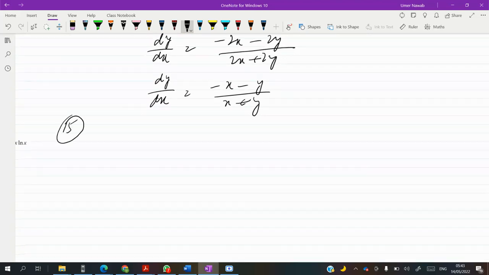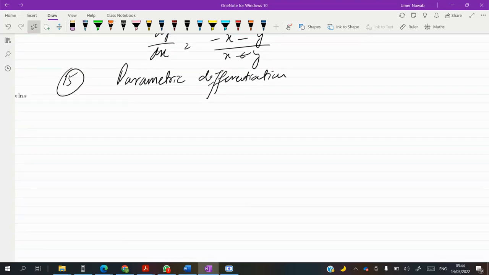Next, we have parametric differentiation. Parametric differentiation is done when we are given parametric equations, like y is given in terms of t. Suppose it is sine of t, and x is e raised to power 2t. Now I want to find dy by dx.